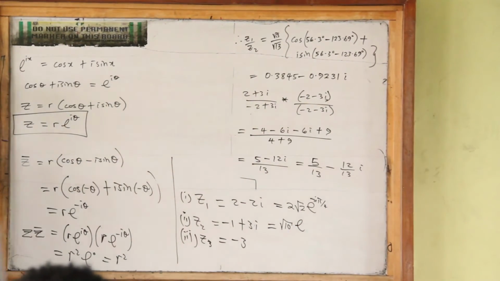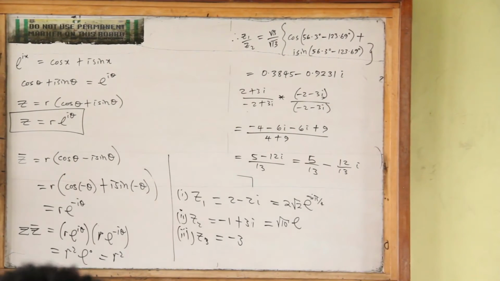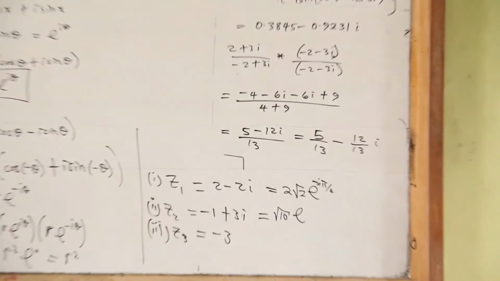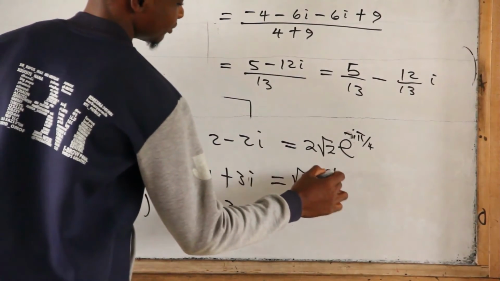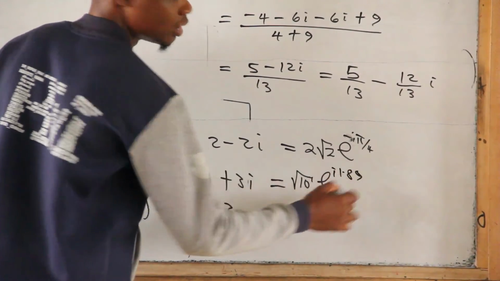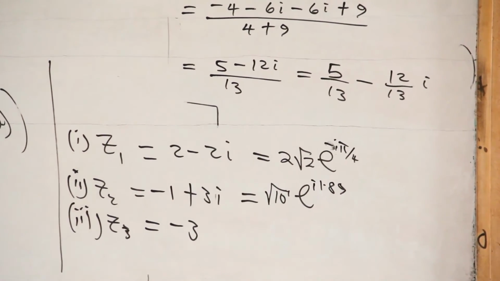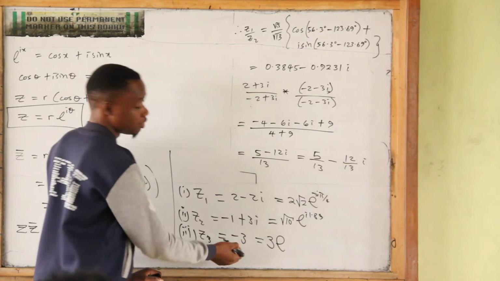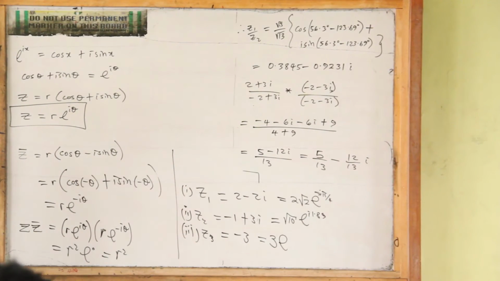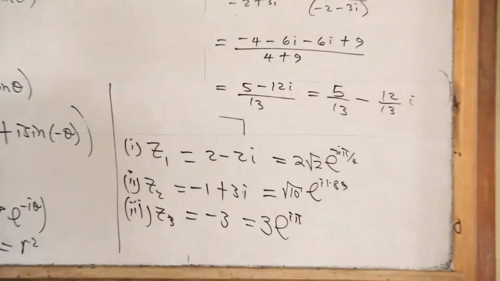What's the next one? Its modulus is what? 3. Right? Then exponential. What's its argument? Pi, right? Yes, pi. This is i pi. You get it?